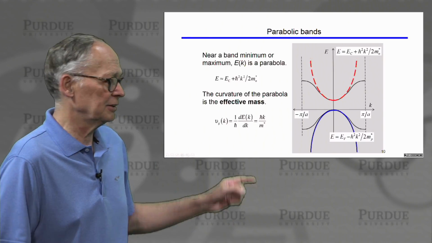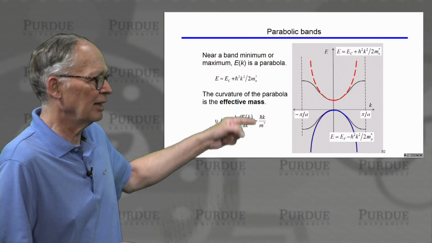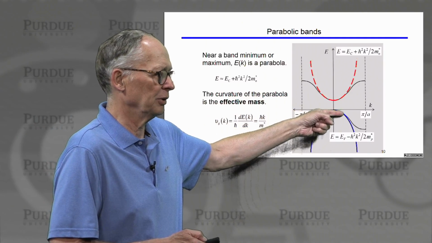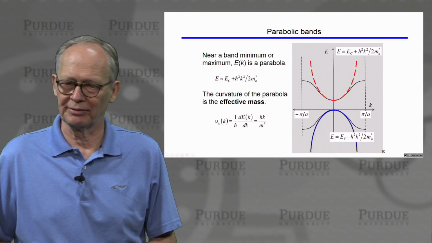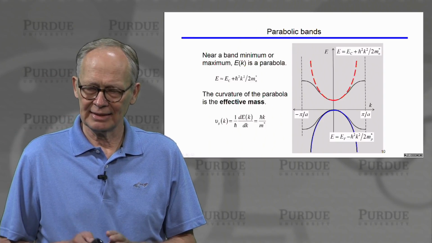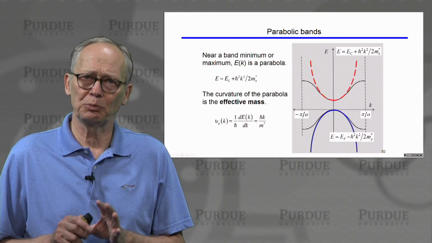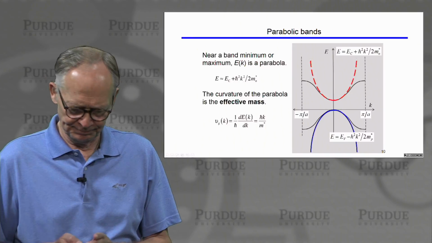Same thing applies for holes in the valence band. We can treat the valence band as a parabola because we're really only concerned with holes that are near the top of the valence band. So this parabolic band assumption is an assumption that is commonly made and generally works pretty well for semiconductors.